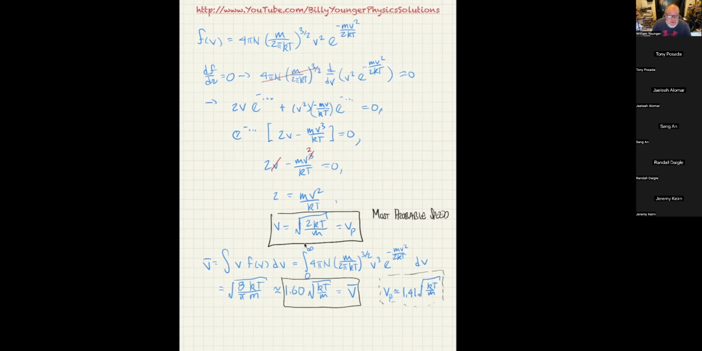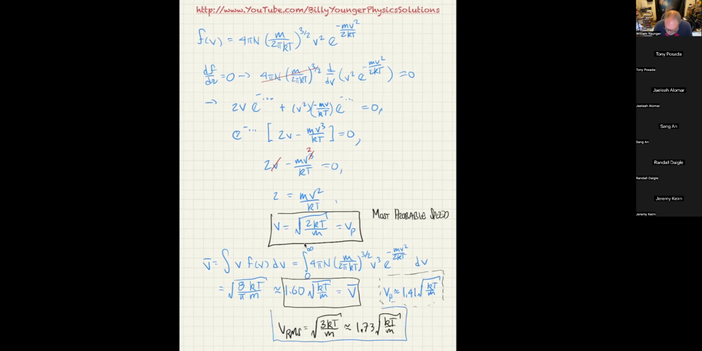And then finally, there is a root mean square velocity, which we've already calculated. And the vRMS is equal to the square root of 3kT over m, which is about, of course, the square root of 3 is about 1.73. So this is roughly 1.73 times the square root of kT over m. I'll circle this off. So those are the three expressions.